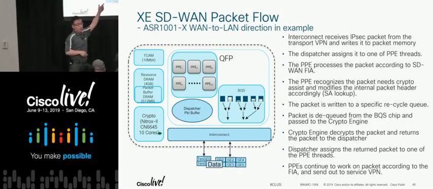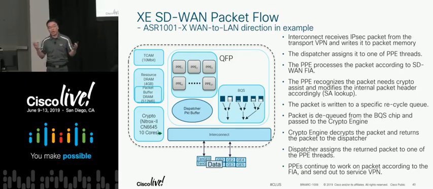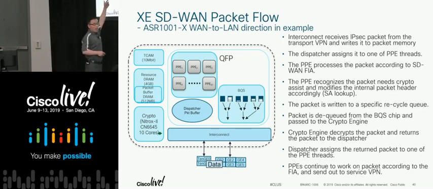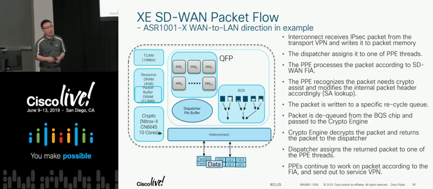BQS is the traffic manager in the hardware ASIC. It does all the scheduling and queuing based on your QoS configuration. And there's an IPsec chip that does all the IPsec encryption and decryption in hardware.